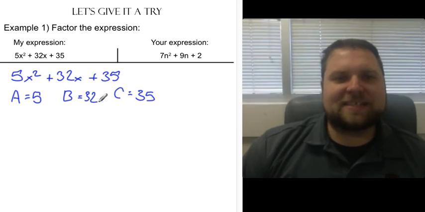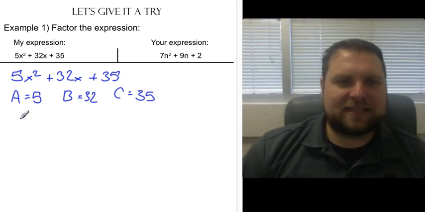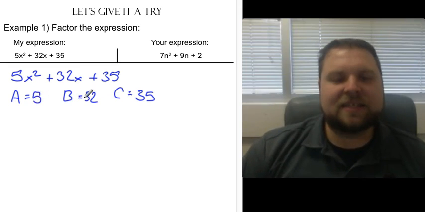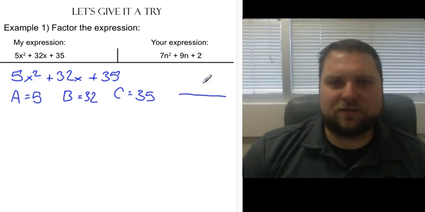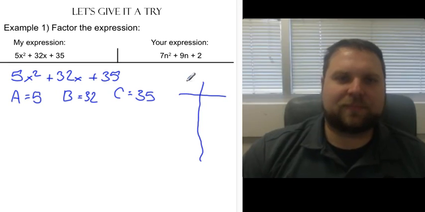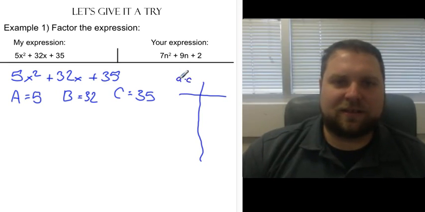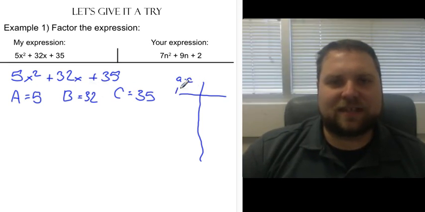Now that I have A, B, and C, I want to split this thing up into two pieces where B is broken down into numbers that multiply together to give whatever A times C is and add up to B. So I'm going to create a chart right over here. And in this chart, on this side, I'm going to put A times C. So I do 5 times 35, and that's going to be 175. And then on this side, I put B, which is 32.